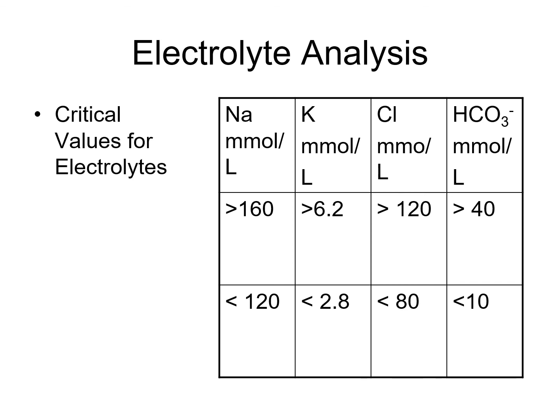If the sodium level is higher than 160 or lower than 120, if the potassium level is higher than 6.2 or lower than 2.8, chloride higher than 120 or less than 80, and higher than 40 for the upper limit for bicarbonate, and lower than 10 for bicarbonate. This may indicate a life-threatening situation, and it should be flagged in order for the attending physician to see the result immediately.